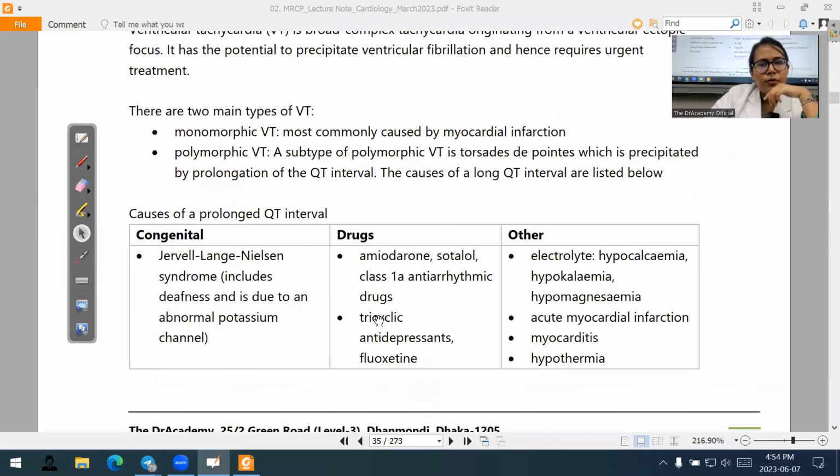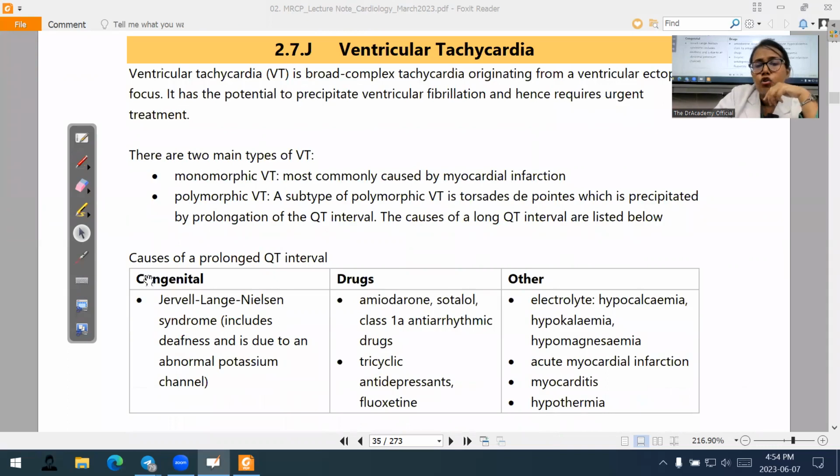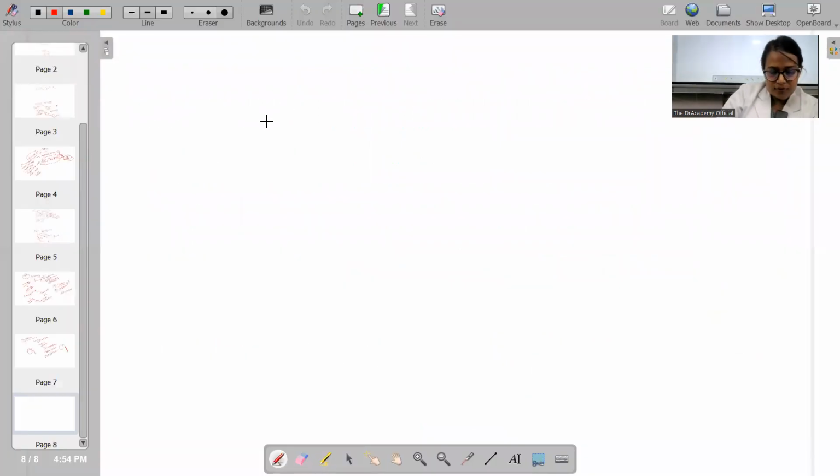We have discussed ventricular tachycardia. This one is a very hot topic for MRCP purposes, so I will resume back to my board. Write down 3 terms side by side.